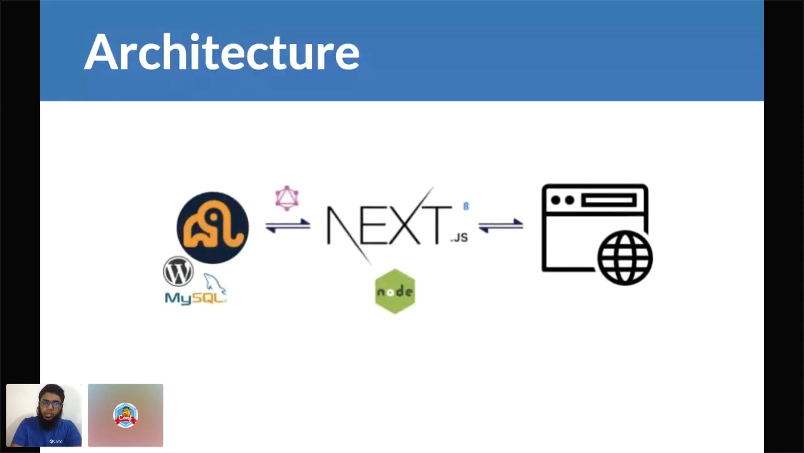So Next.js would run on the server, but it can also do client-side rendering as well. Next.js would fetch data from WP GraphQL as GraphQL data, and WP GraphQL will fetch data from WordPress and the MySQL database. So that's how the architecture looks. Browser to Next.js, Next.js to WP GraphQL, then the JSON data goes to Next.js, and it is displayed on the browser.